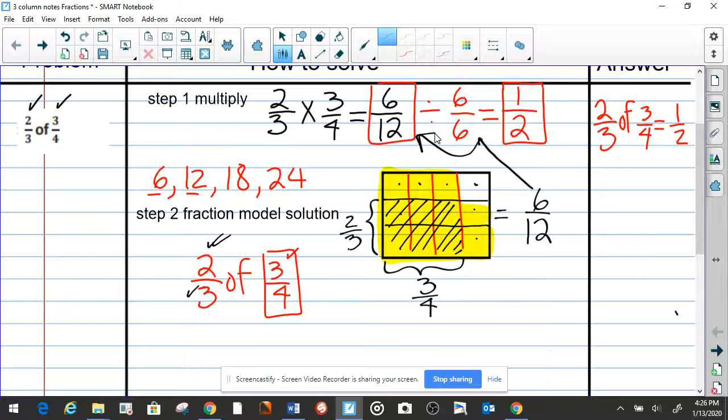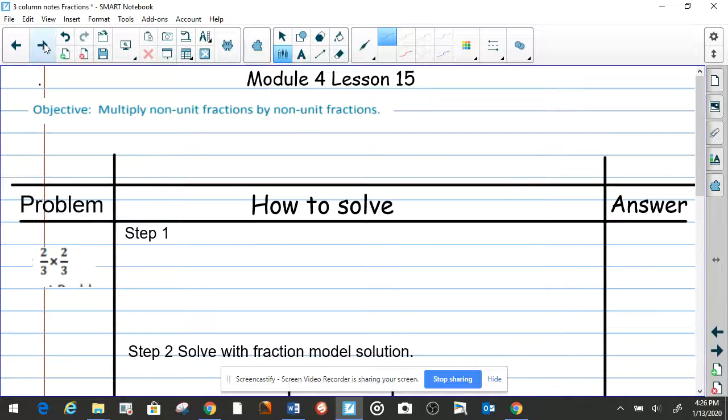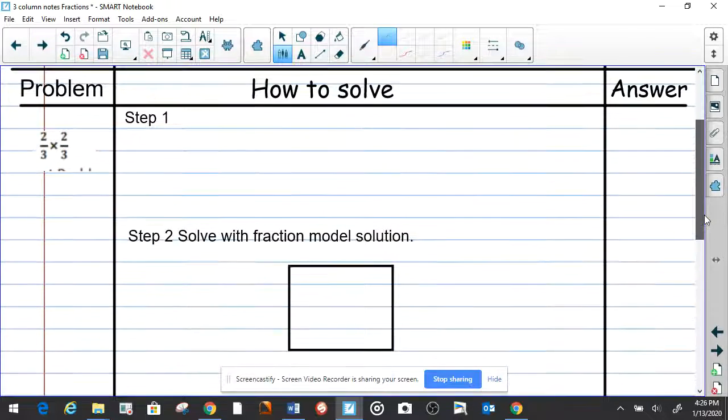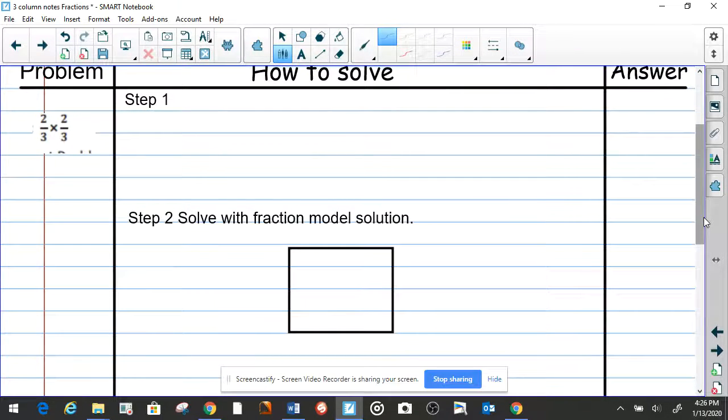All right, let's try one more problem. So same objective right here, and we're looking at a similar problem. We're going to multiply. Okay, step one, first you multiply 2/3 times 2/3. Multiply numerator times numerator: 2 times 2 equals 4. 3 times 3 equals 9. So now we have 4/9.